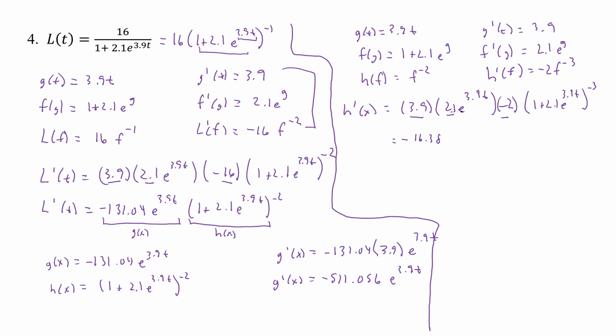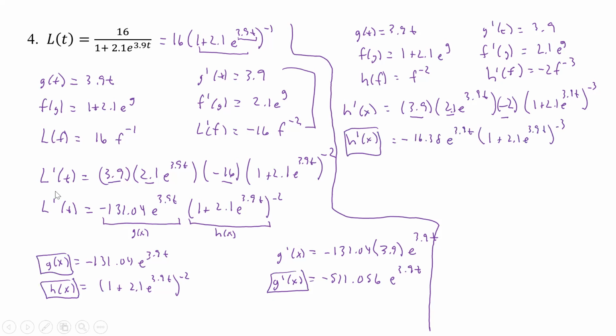And then that's going to be e to the 3.9t times (1 plus 2.1 e to the 3.9t) to the negative 3. Okay, so that's what my h prime of x is equal to. So now this is really going to be kind of down here, and now I'm going to take my g prime, this, times this, plus this, times this. So now for the next page, I want to go ahead and get that all figured out.